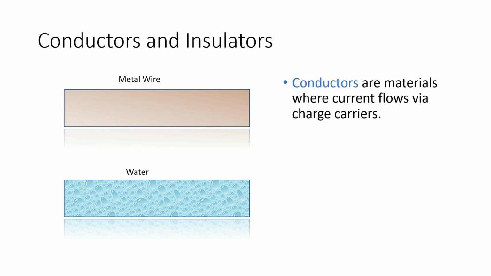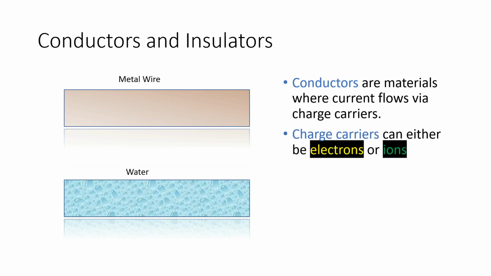Well, conductors are materials where current flows via charge carriers. You might ask, well, what's a charge carrier? Well, charge carriers can either be electrons, such as that denoted as a yellow circle on the metal wire part, or ions, denoted as a green circle in the water.